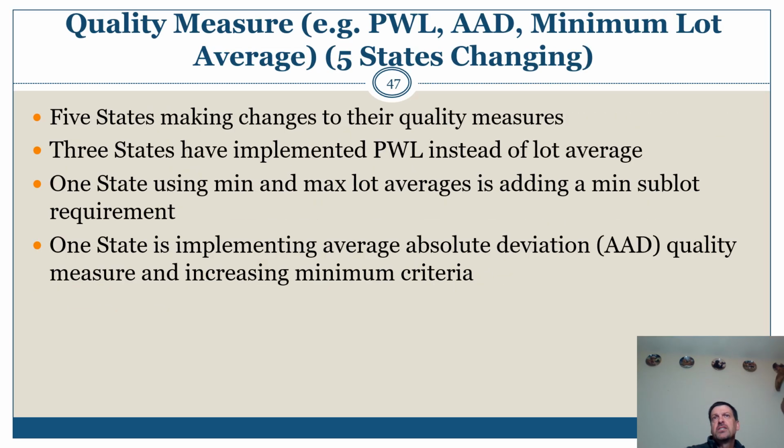5 states made changes to their quality measures. 3 states went to PWL. 1 state using minimum max lot average is adding a minimum sublot average, and 1 state is implementing average absolute deviation with an increased minimum.